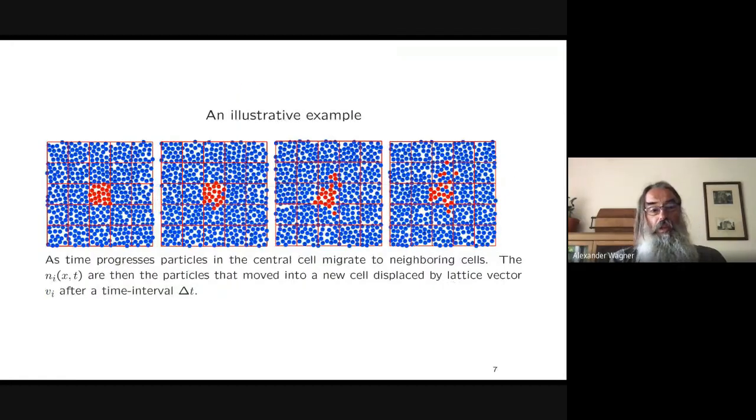So what does this look like? You all know what an MD simulation does, but I'm just showing it here. We've painted all the particles that start at the early time in the center box with red particles, and the others are painted blue, and then you can just evolve it as a function of time. As time goes on, these particles will move on to the next lattice points. And so for a certain amount of delta t, this gives you certain Ni's. We're just seeing where these particles happen to move to, right?